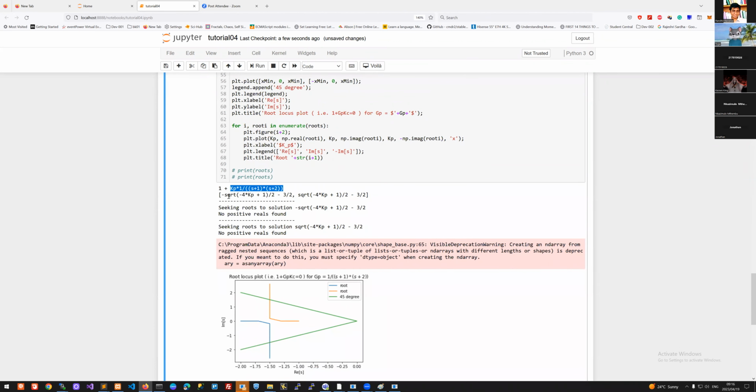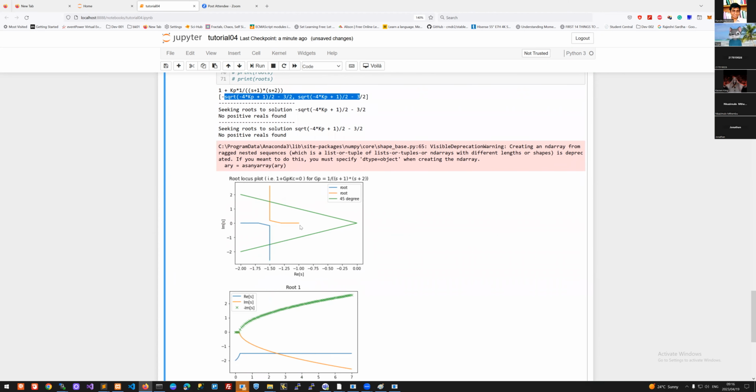And here we've got the two roots. So the symbolic solver has given us the two roots. Then we'll take these strings and evaluate them for different values of Kp. Those will give us different s curves. So now we have two roots. The 45-degree line has changed its color now, just because I'm always plotting that last. So now the first two curves are the roots.